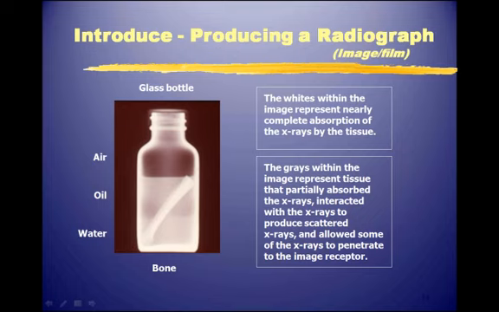As you can see in the image on this slide, air is being used to represent the part of the tissue that allows the radiation to pass all the way through to the receptor without being changed. Water is at the bottom of the image. It absorbs a lot of the X-rays and scatters quite a bit. Oil scatters more rays, but allows a lot of rays to penetrate. And right in the middle you see a piece of bone that's mostly white. So most of the radiation was absorbed by bone and gives us a white image.